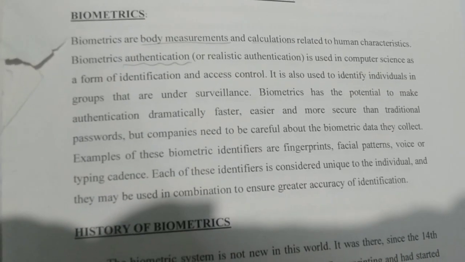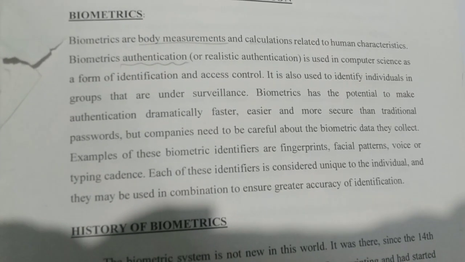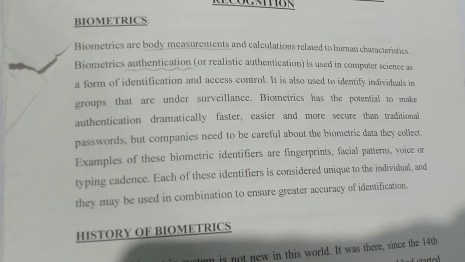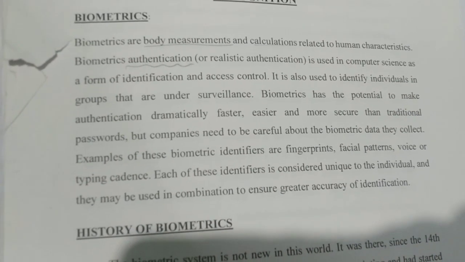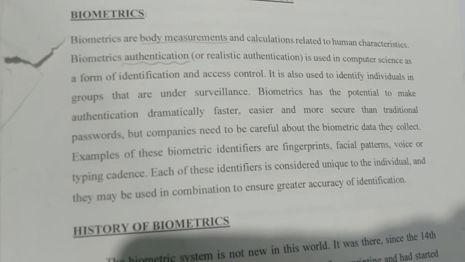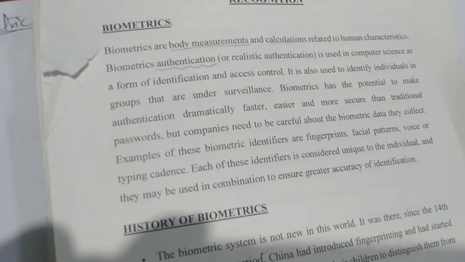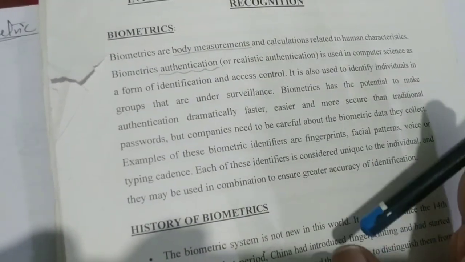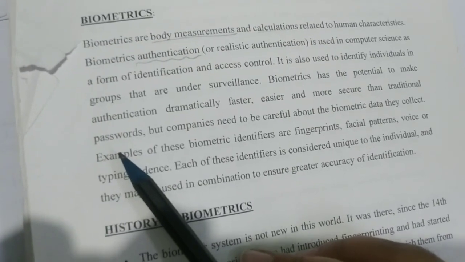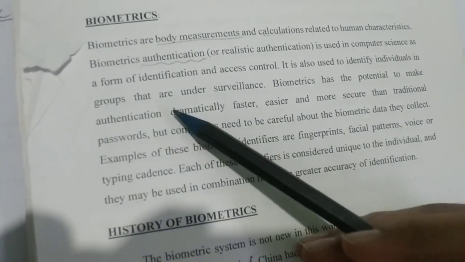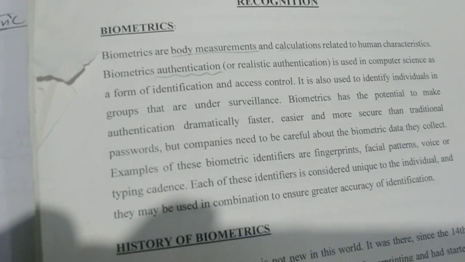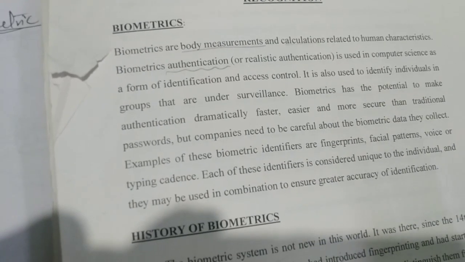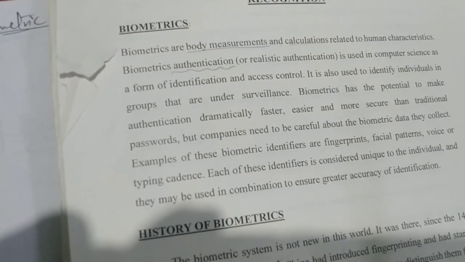So what is biometrics? Biometrics are body measurements and calculations related to human characteristics. Biometric authentication or realistic authentication is used in computer science as a form of identification and access control. So basically biometrics are used in measurements and calculations related to all human beings. For example, now in colleges you have biometrics, so you give your fingerprint. It can measure, it can calculate and all.